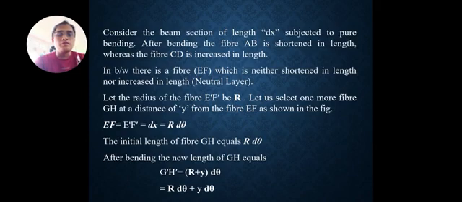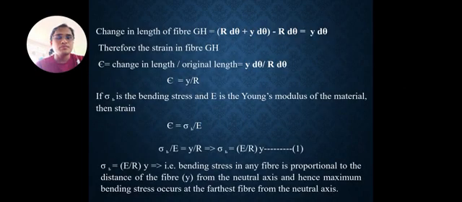So, EF equals E prime F prime equals dx, or equals R dθ. The initial length of fiber GH is equal to R dθ. After bending, the length of GH equals (R plus Y) dθ, or equal to R dθ plus Y dθ. Change in length of fiber GH is equal to R dθ plus Y dθ minus R dθ, which is equal to Y dθ. Therefore, the strain in fiber GH, or change in length over original length, is equal to Y dθ over R dθ.